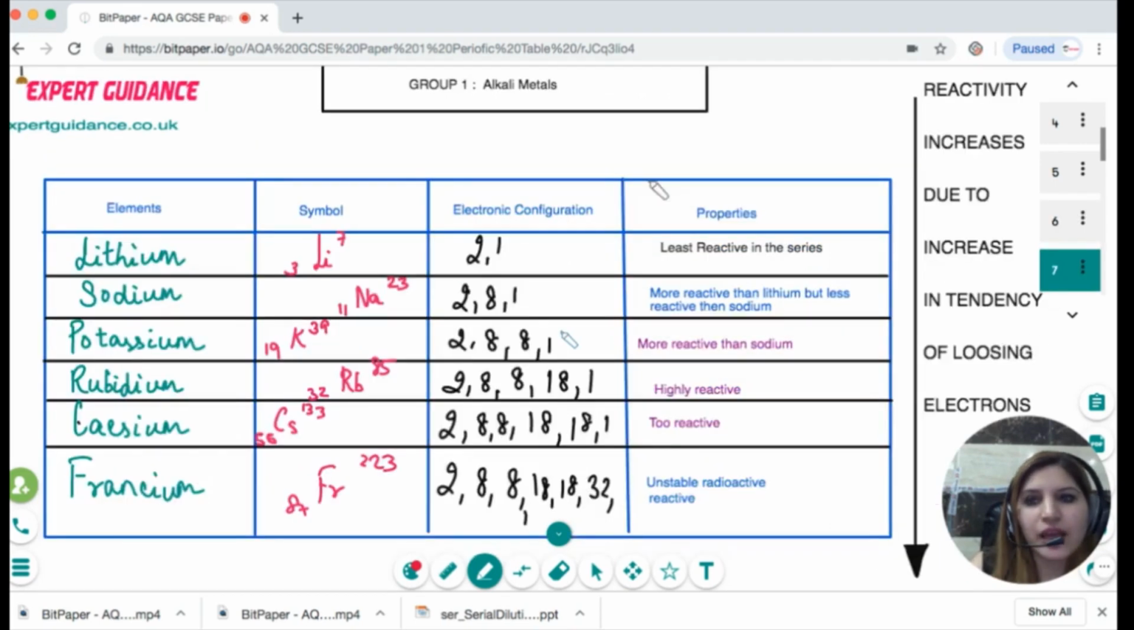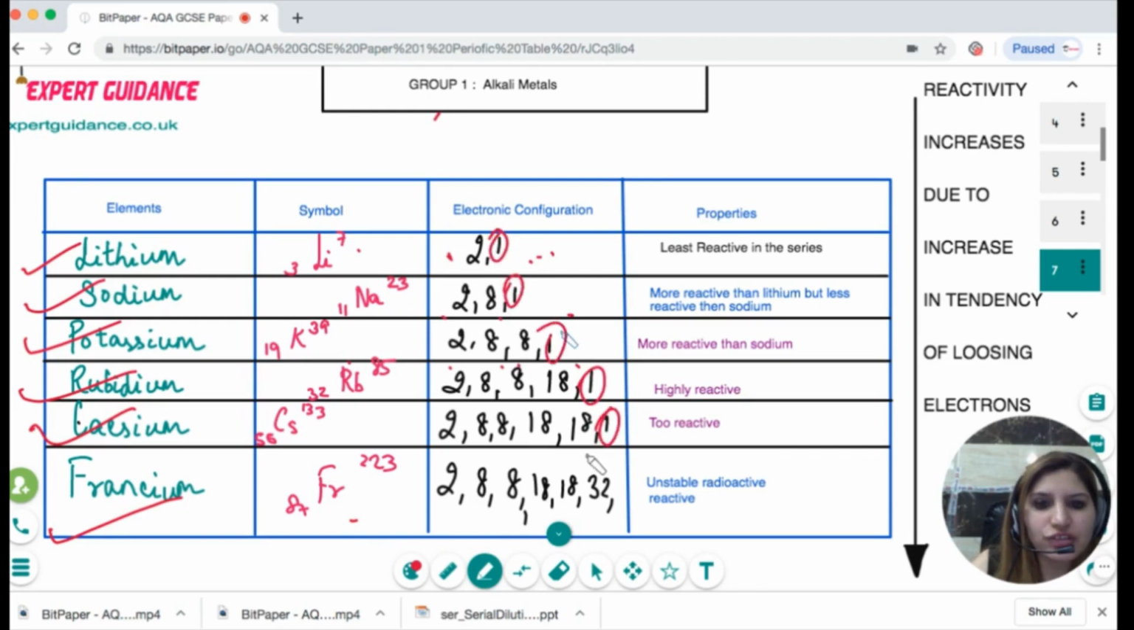Now, when we talk about group 1, these are all the elements: lithium, sodium, potassium, rubidium, cesium, and francium. That is their symbol. You can easily see from the periodic table, and this is their electronic configuration. So lithium is 2,1, sodium 2,8,1, potassium 2,8,8,1. Now you can notice all of them have one electron in their outermost shell. Therefore, they all belong to group 1.